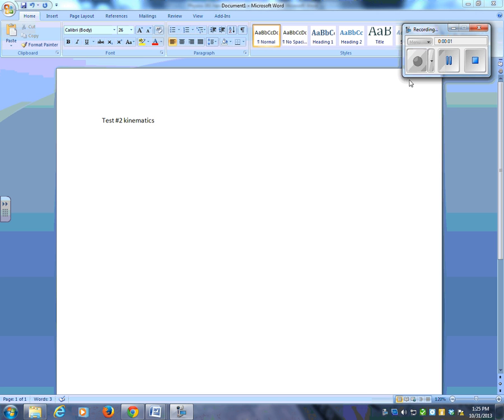Alrighty, so test number 2, kinematics. The very first thing you have in your binder should be this sheet that is entitled Kinematics in One Dimension. It has a picture of some guys riding a bike. Have you got it? Okay. What was in there that's of extreme importance?